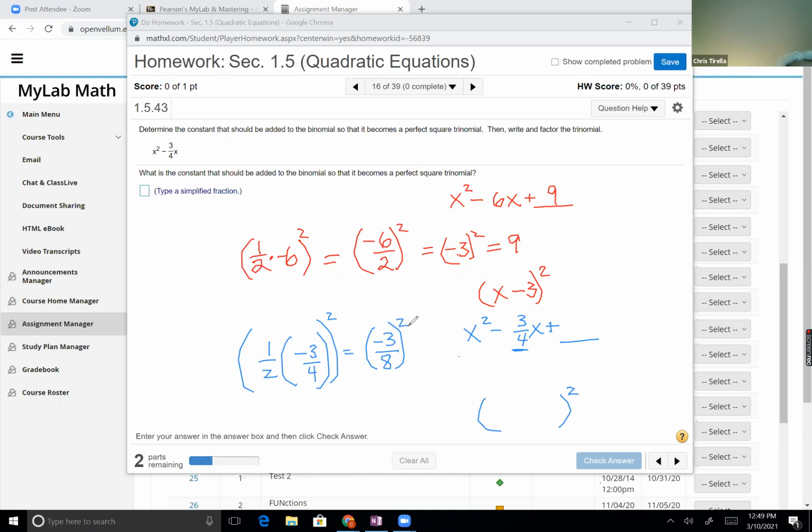that I have to square, which means that I'm going to add 9/64. 3 squared is 9. 8 squared is 64. And this will become x minus, and the number that I square is the number that would go in there. So it's -3/8 because it was a -3/8.